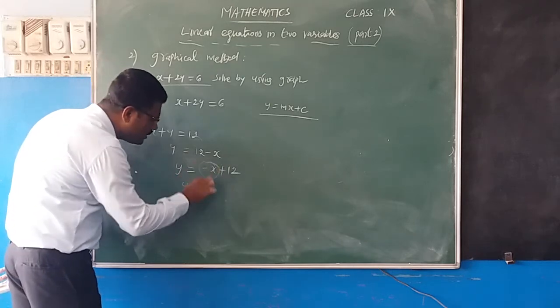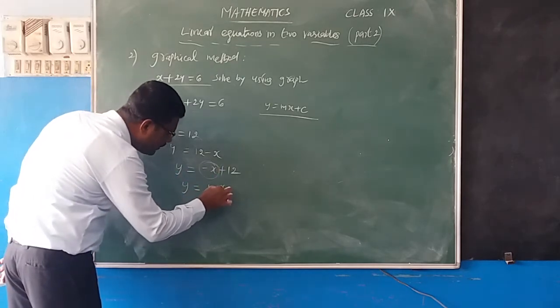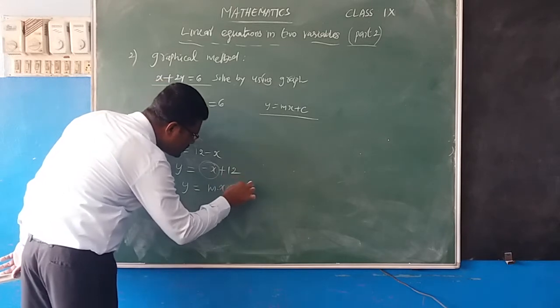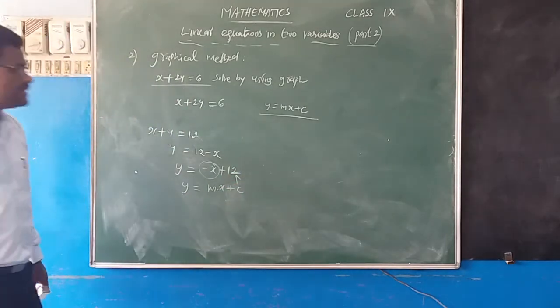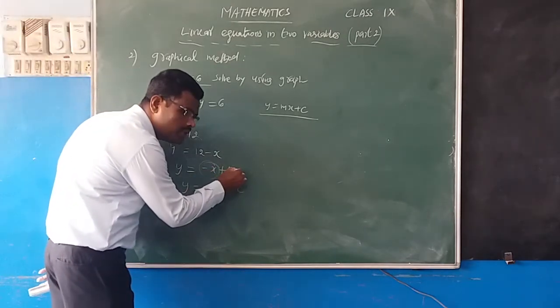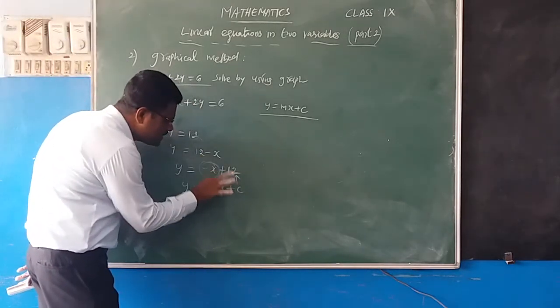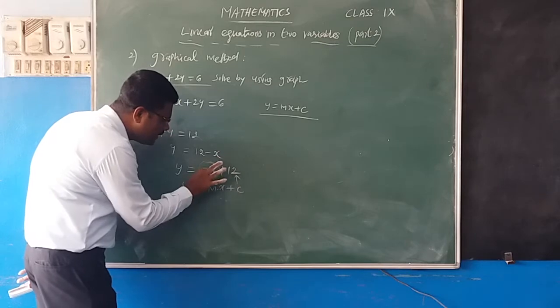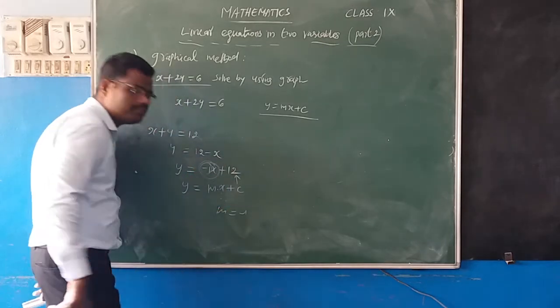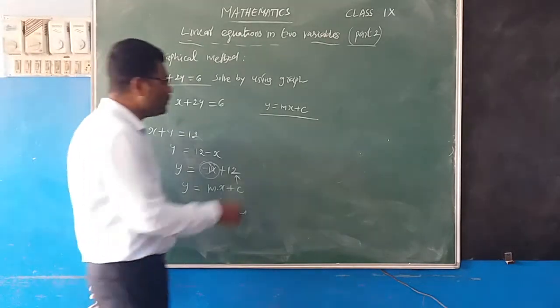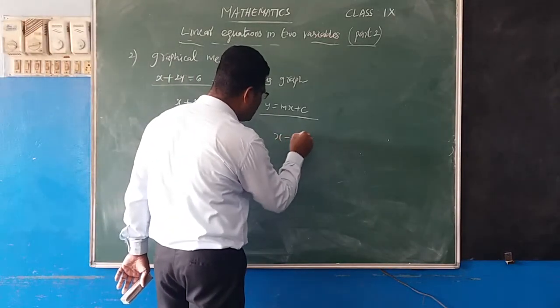This is y is equal to minus x plus 12, which is of the form m into x plus c. What is c? It is a constant value. c is a constant: 1, 2, 3, 4, any value. This is x as it is. Here minus 1 is the coefficient, that is the value of m. Got it?